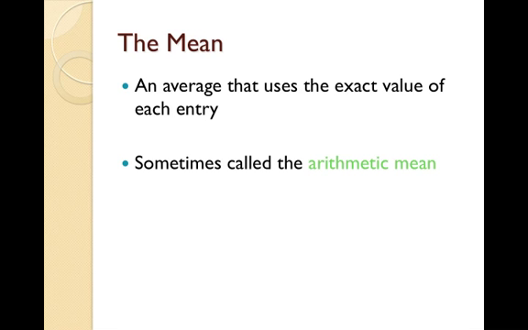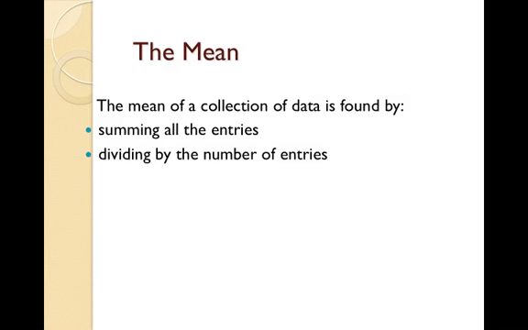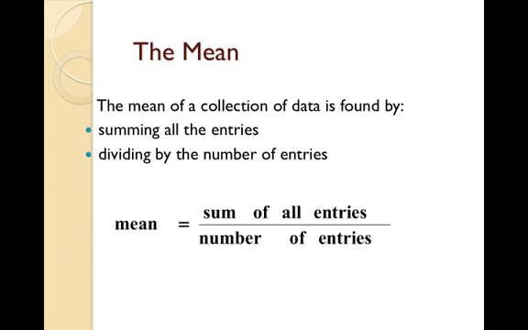All 3 of these can be considered averages, but the mean is the typical average that uses the exact value of each entry and is sometimes called the arithmetic mean. That's where you add everything up and then divide by the number of items. So you sum all the entries and then divide by the number of entries. It's just like how if I want to find your test average, I add up all the test grades and divide by the number of tests. So the sum of all the entries divided by the number of entries.